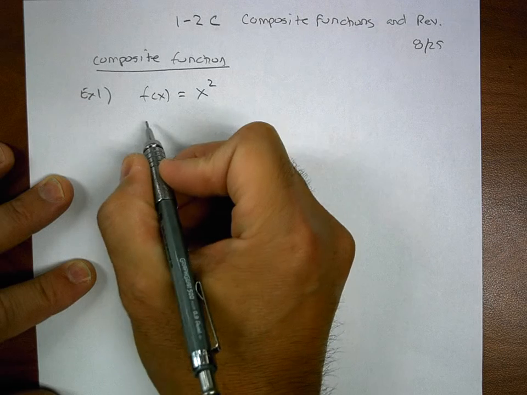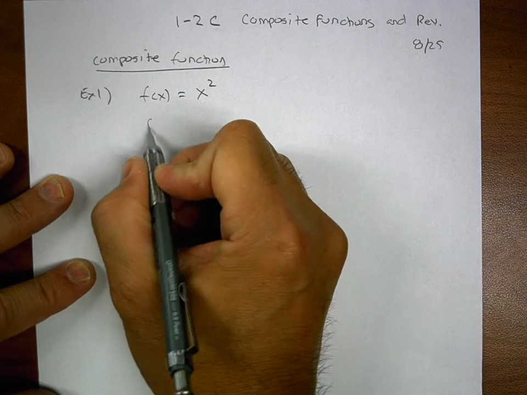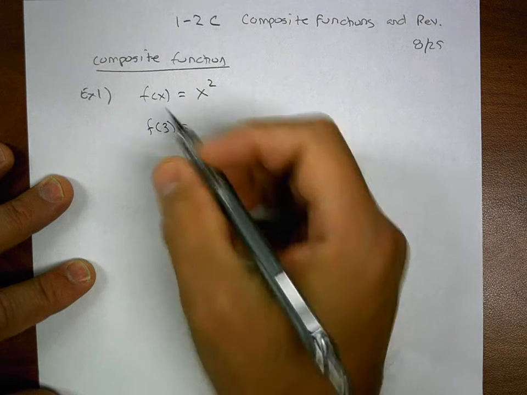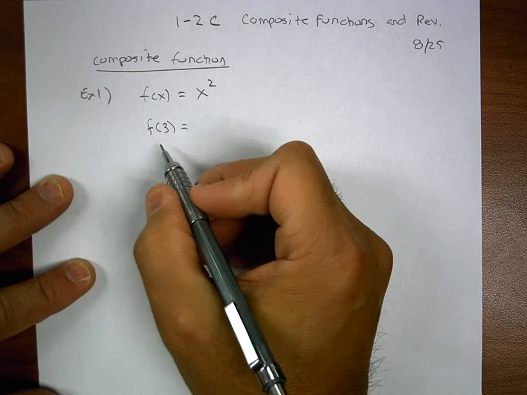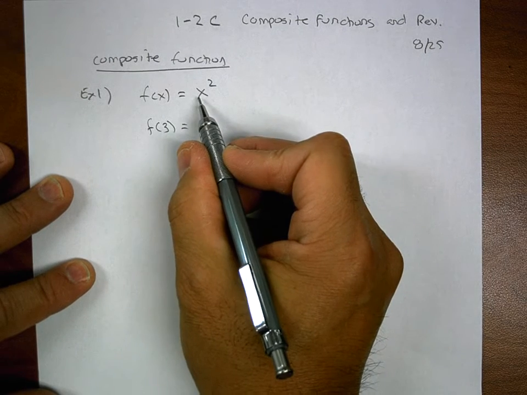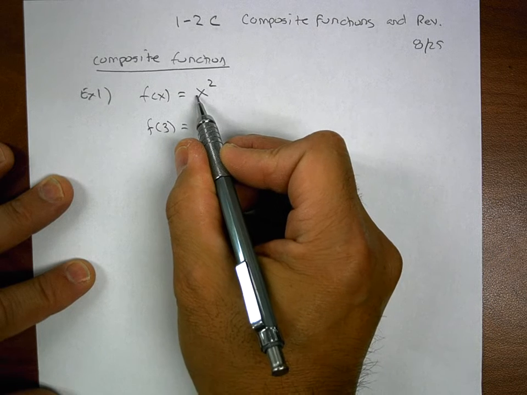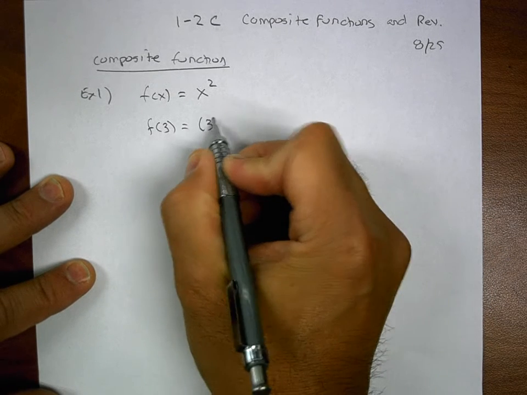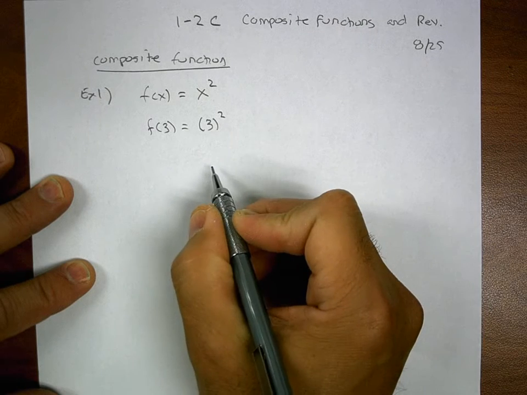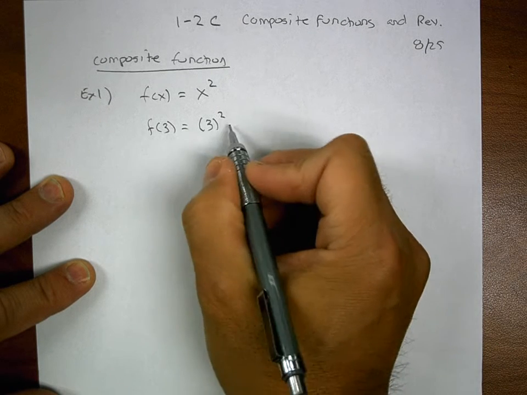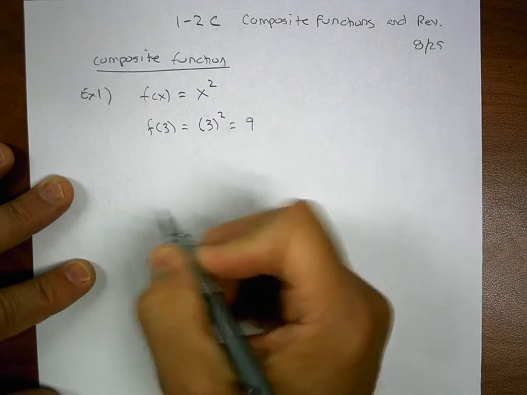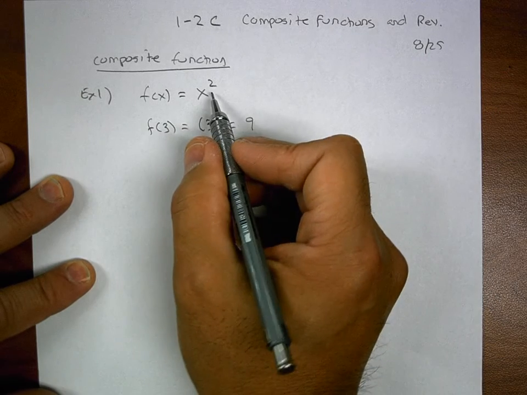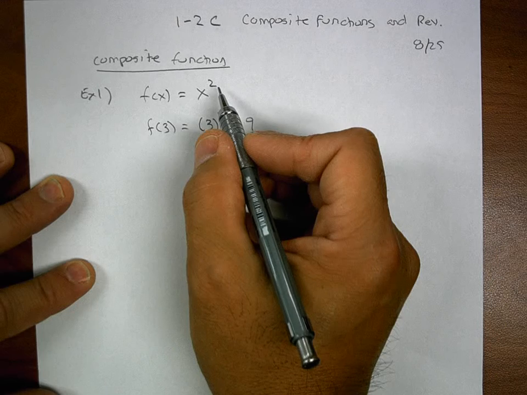Before I do this composite thing, just this notation. If I ask, hey, what is f of 3? Well, what am I asking you to do? Wherever you see an x, plug in 3 in its spot. That's all it means. So that's going to be 3 squared, which is 9. If I said f of 7, you plug in 7 there, it'd be 49. F of negative 2 would be 4.